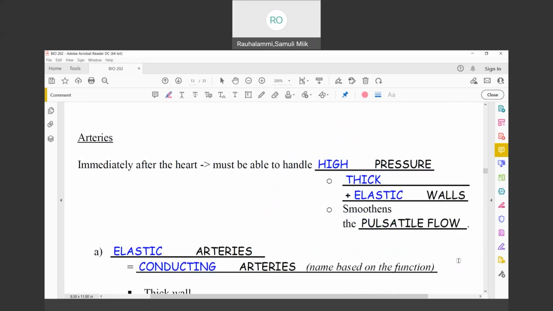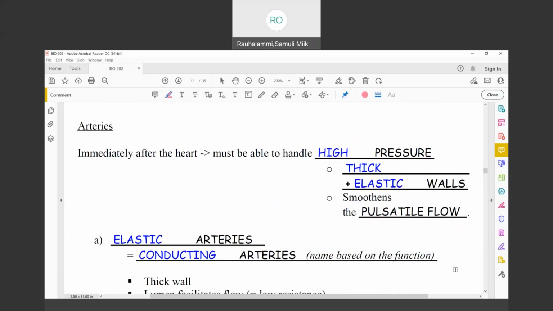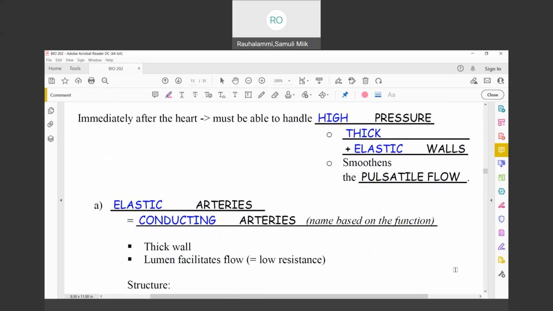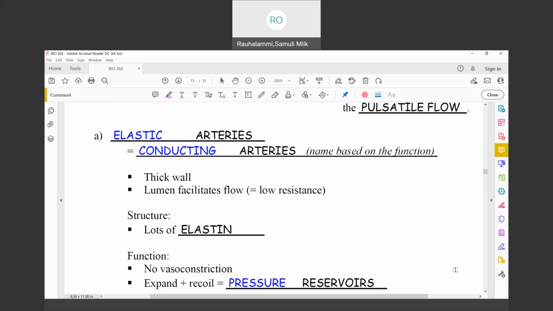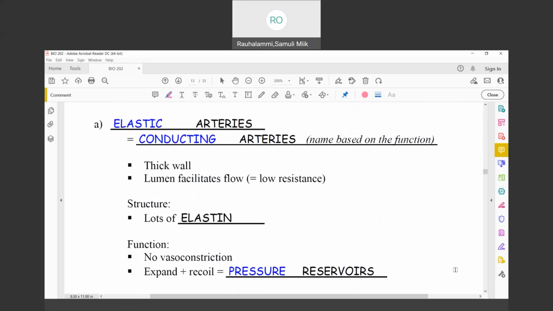A couple of notes about arteries. Remember, arteries are immediately after the heart, so they must handle a very high pulsatile blood pressure. So they are typically very thick, with very elastic walls. There are two types of arteries that I wanted to highlight. Elastic arteries are the first ones immediately after the heart, often also known as conducting arteries, simply carrying the blood from one area to another. They have thick walls and a large lumen facilitating the flow, so there is low resistance there.